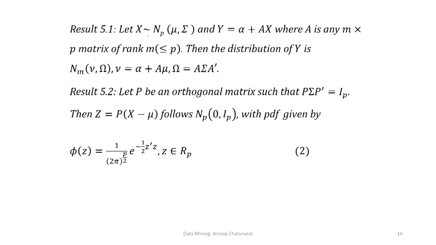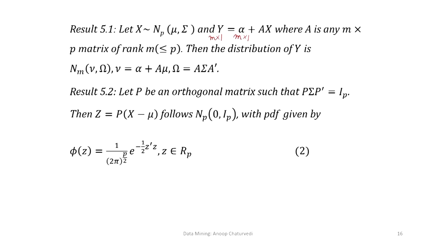Now, suppose X follows a p variate normal distribution having mean vector mu and variance covariance matrix sigma, and we define Y equal to alpha plus A X, where A is any m cross p matrix of rank m. m is less than or equal to p, and obviously alpha is of order m cross 1. Further, Y is also of order m cross 1. Then the distribution of Y is an m variate normal distribution having mean vector nu, where nu is equal to alpha plus A mu, and the variance covariance matrix A sigma A transpose.